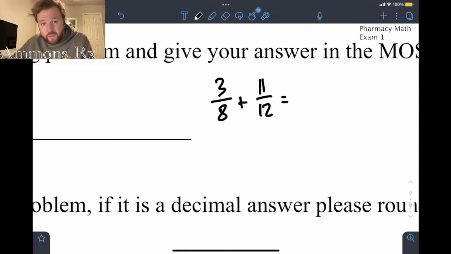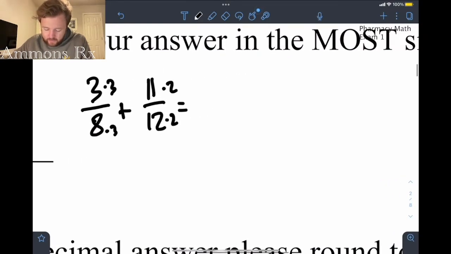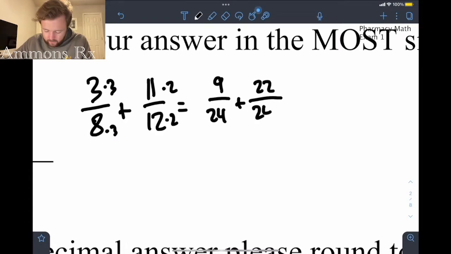First thing I do really is I look to see if there is a number that I can go to that they all share. Just off the top of my head, I know that I can turn 8 to 24 and I can also turn 12 to 24. So how do I turn 8 to 24? I times it by 3. So I have to do the same in top and bottom. And I'll do this times 2. So what that will be is it'll be 9 over 24 plus 22 over 24.